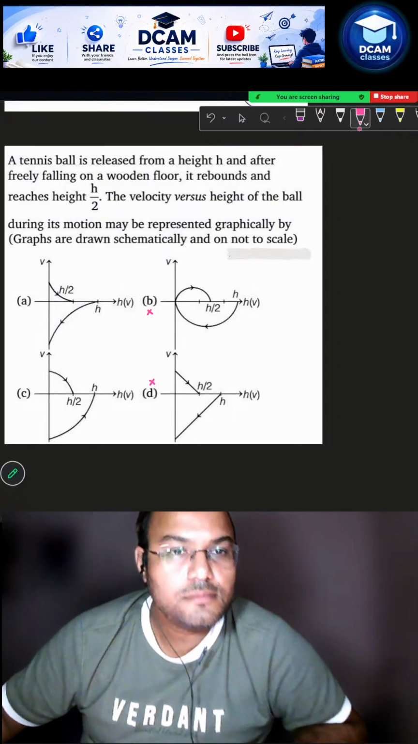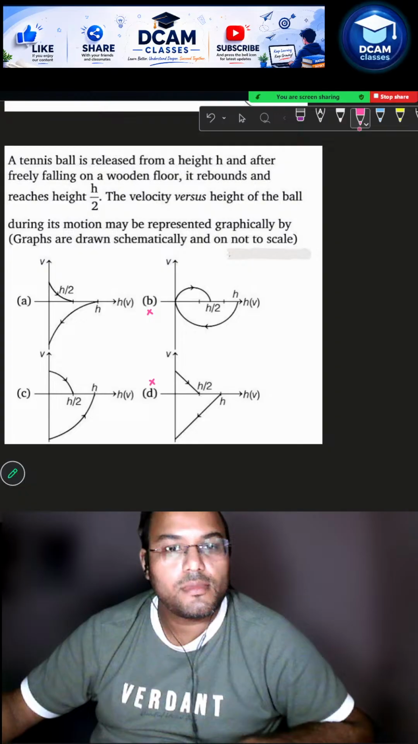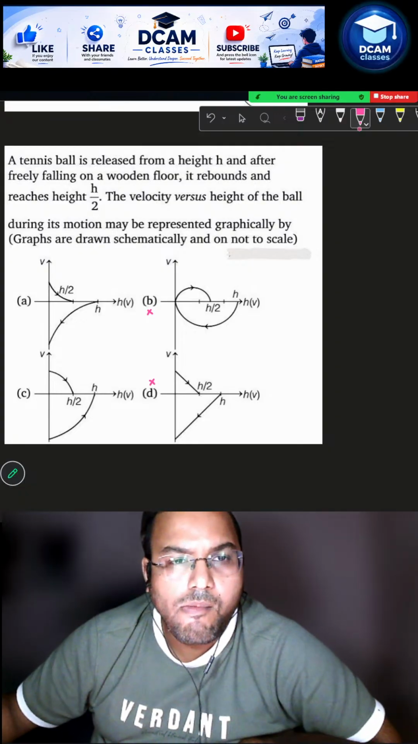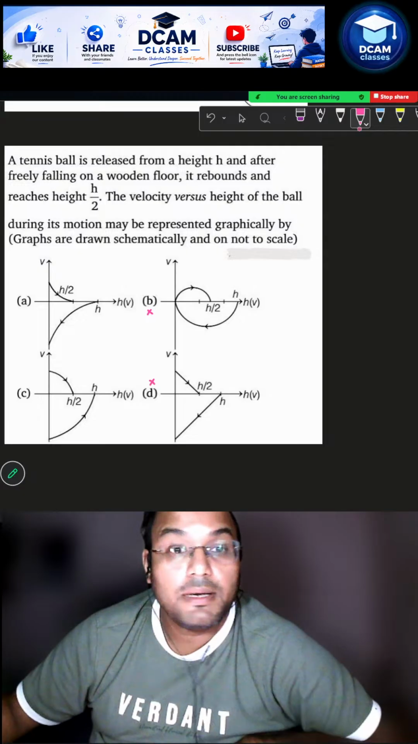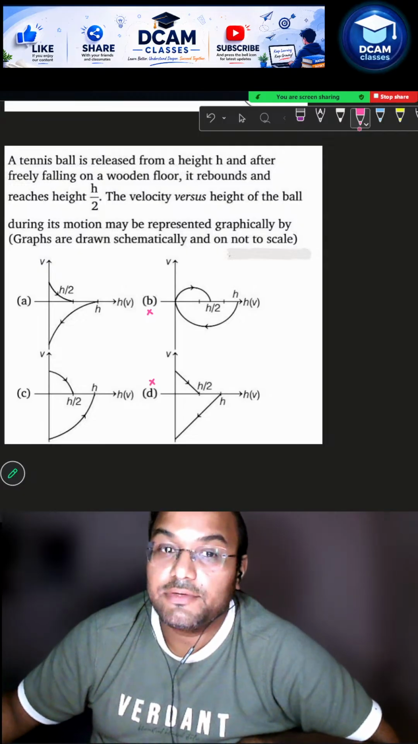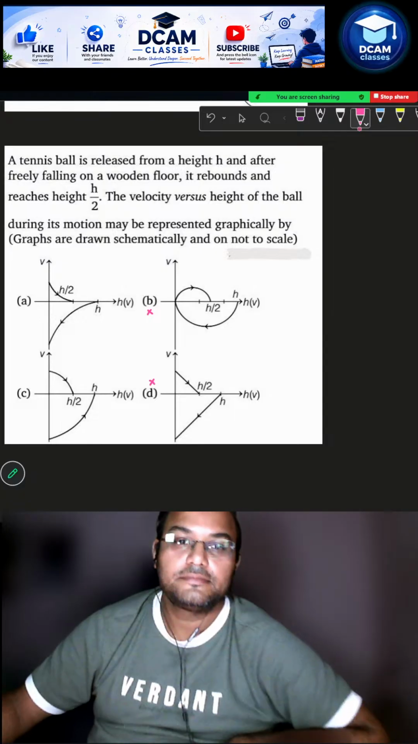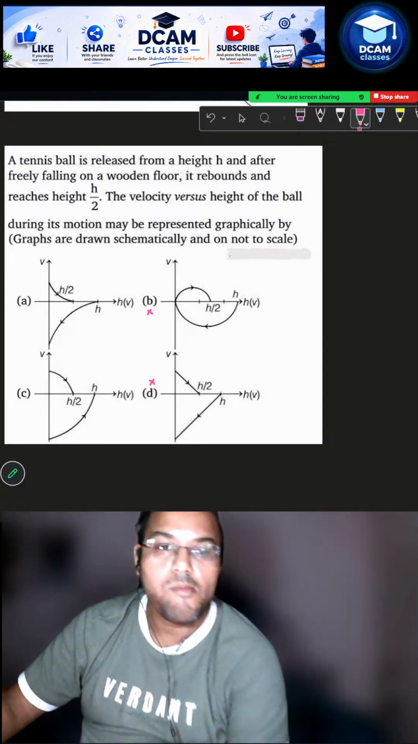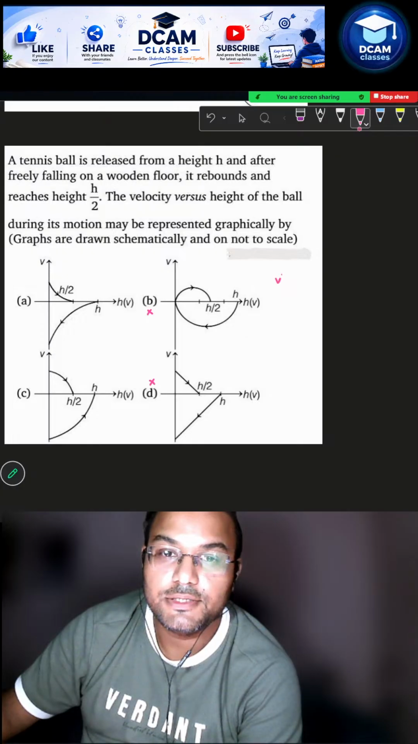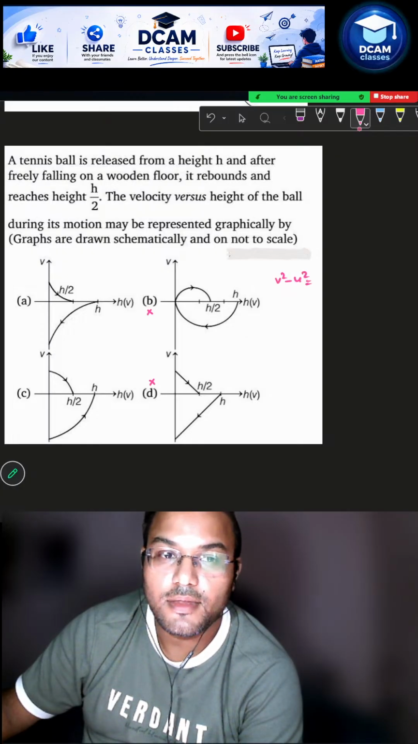Sir, but if we assume acceleration is constant, then it can only be D, right? Because it would be 9.8 acceleration. Yeah, you're correct. Only D has a constant gradient. But it's not. See, the graph is not V versus T. It's the graph of V versus H. Yeah, I forgot. So actually, you have to use V square. It will be A then.